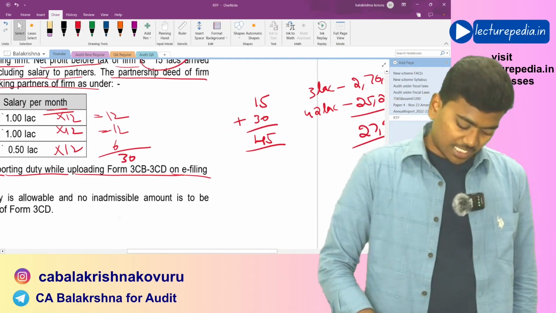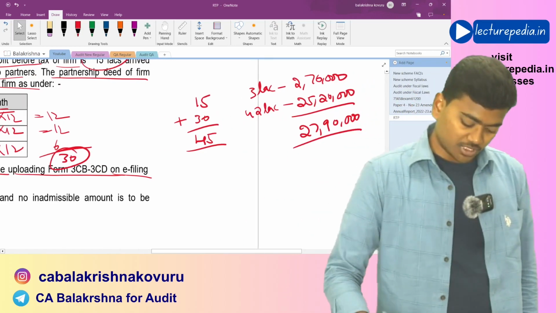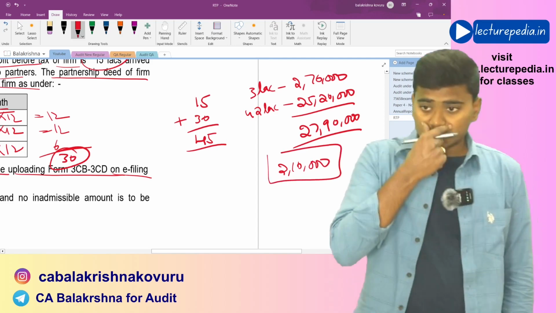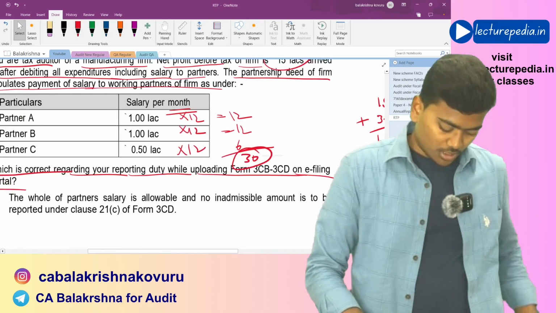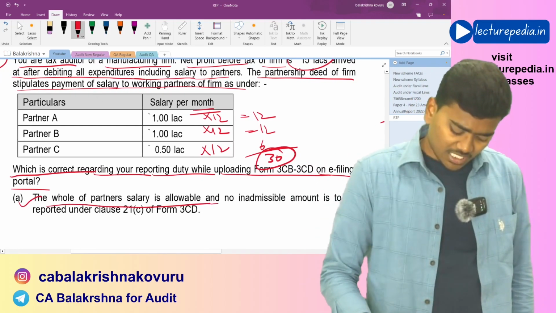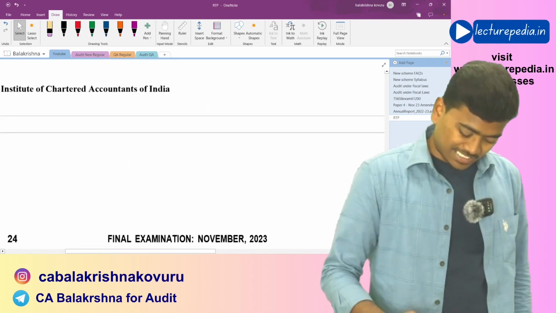But if you see here, they have taken 30 lakhs as remuneration. So the amount of remuneration that has to be disallowed is 2 lakh 10,000. Now let us see the options. The whole of the partner salary is allowable? No, it is not allowable. You need to disallow 2.10 lakh.